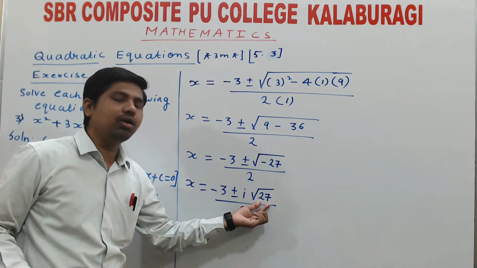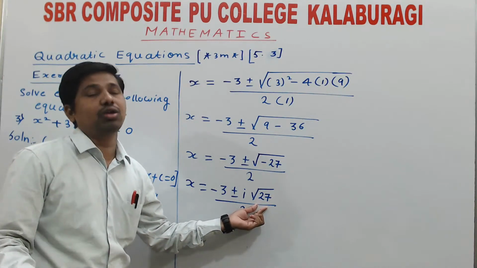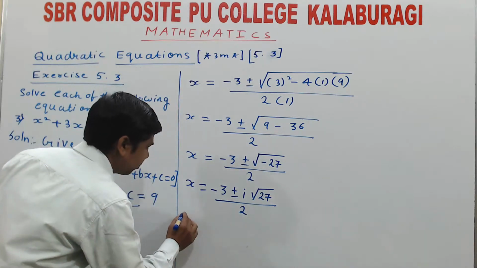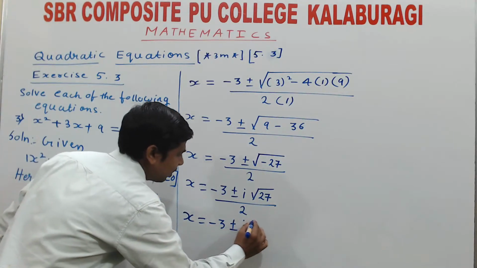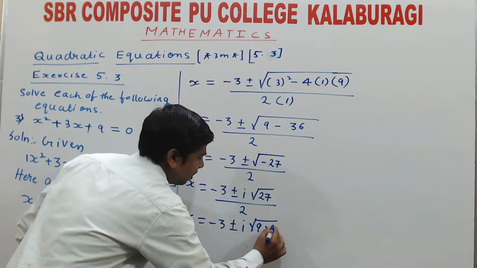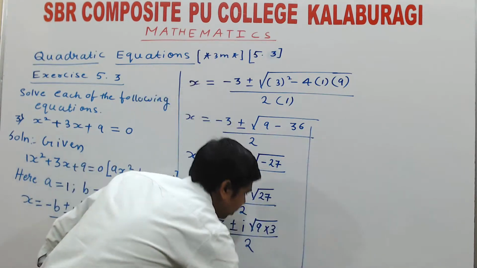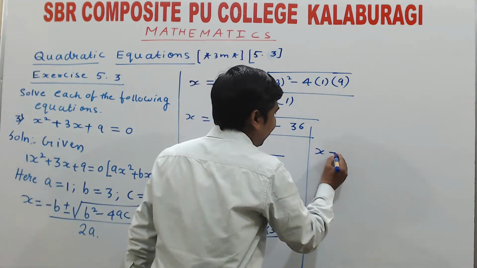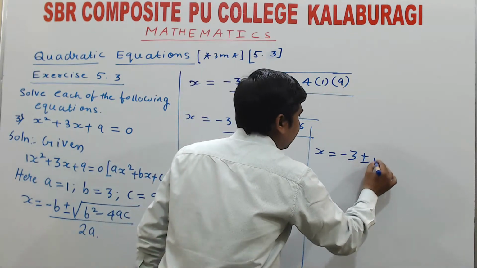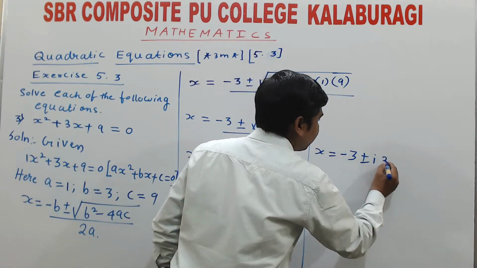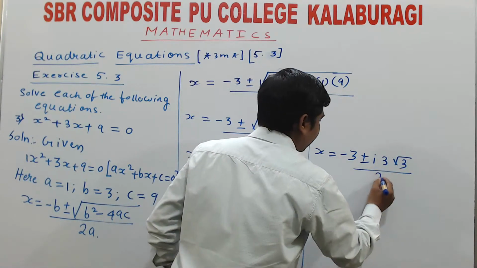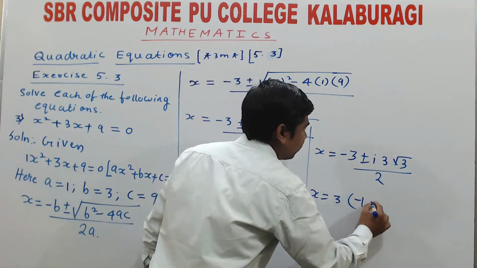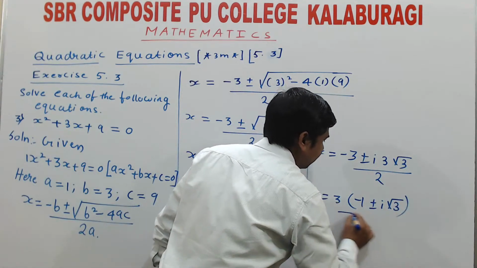Further, if you want to simplify into simplest form, root 27 you can write as 9 3s are 27, so root 9 into root 3, and what is root 9? 3. But up to here, if you write, you get total 3 marks. So x equal to minus 3 plus or minus i into 3 root 3 divided by 2. And if you want, you can take 3 as common: 3 times minus 1 plus or minus i root 3 by 2.